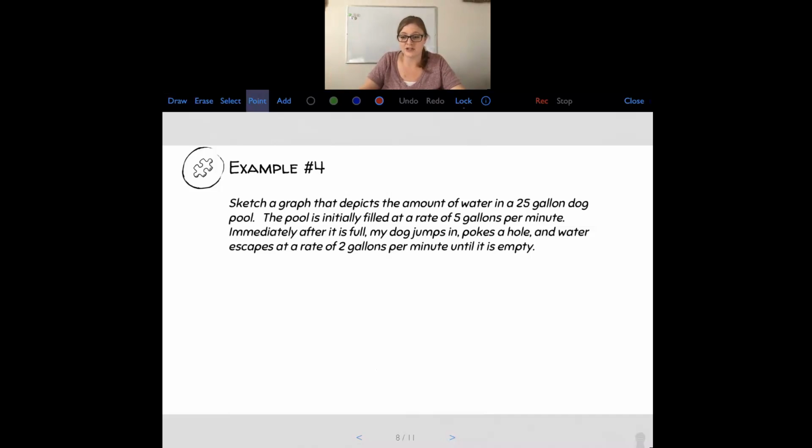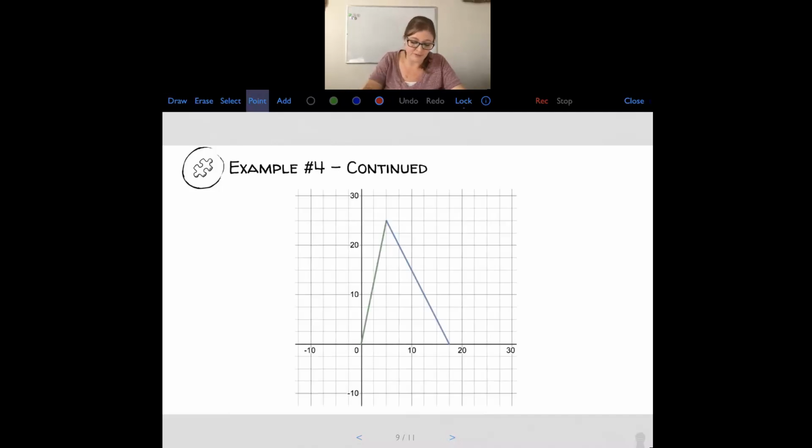So when you're asked to match a graph, you're asked to model what's going on here. I have the graph here, and we'll talk about it. As the pool is filling, the slope here is positive 5, all the way up until we get to 25 gallons. So this would be 25.